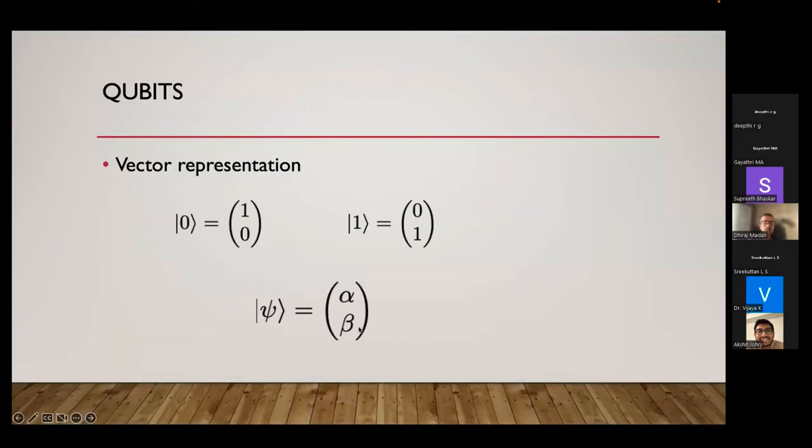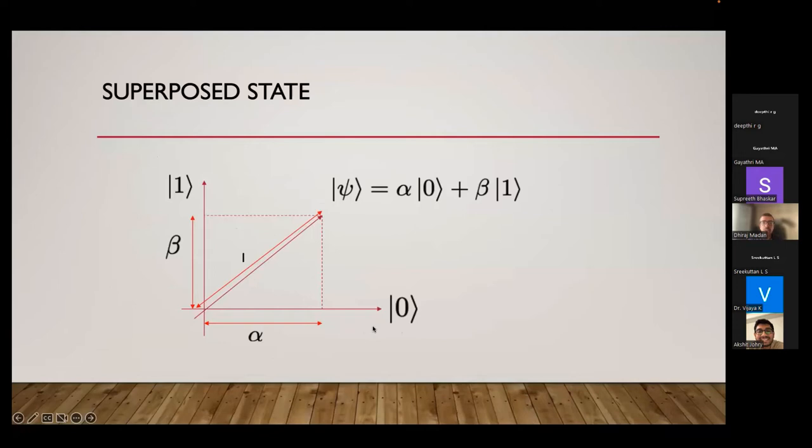Let me actually show you a geometric way. Just consider your 2D space. Here one of the axes is ket 0, and one of the axes is ket 1. If your vector lies along ket 0 completely, it's the classical bit 0. If it lies along the axis ket 1, it is the classical bit 1. But what if it lies somewhere in between? Here we say that this is a vector alpha ket 0 plus beta ket 1. You can express any other vector in terms of these two orthogonal basis vectors.